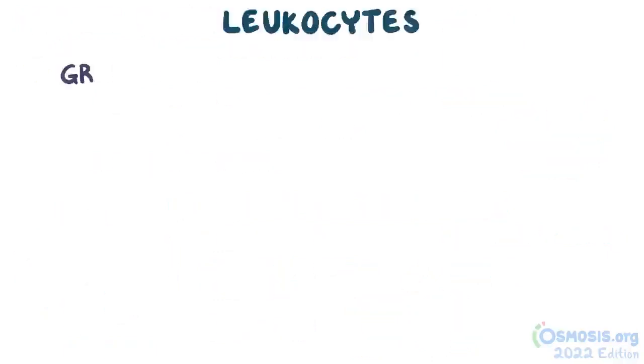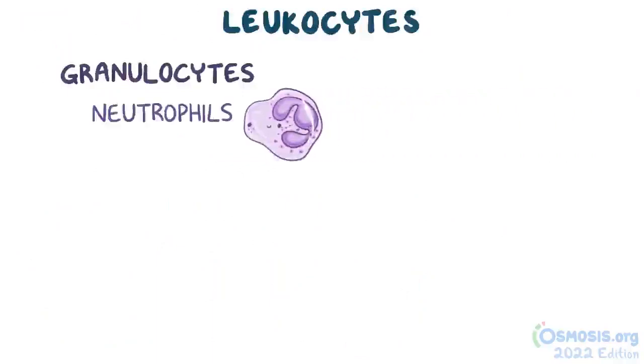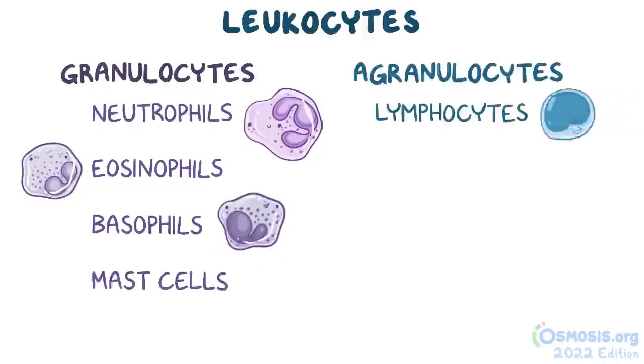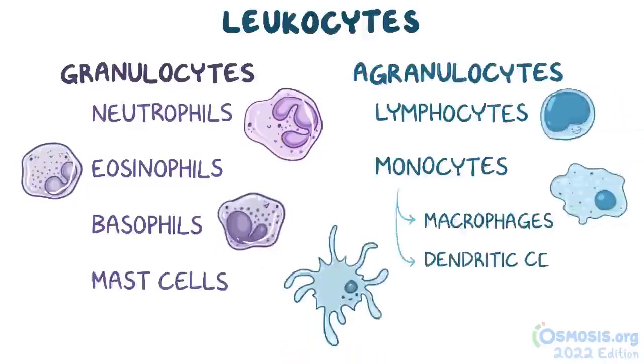Generally speaking, there are two main types of leukocytes: granulocytes, which include neutrophils, eosinophils, basophils, and mast cells, and agranulocytes, which include lymphocytes and monocytes, which can differentiate into macrophages or dendritic cells.